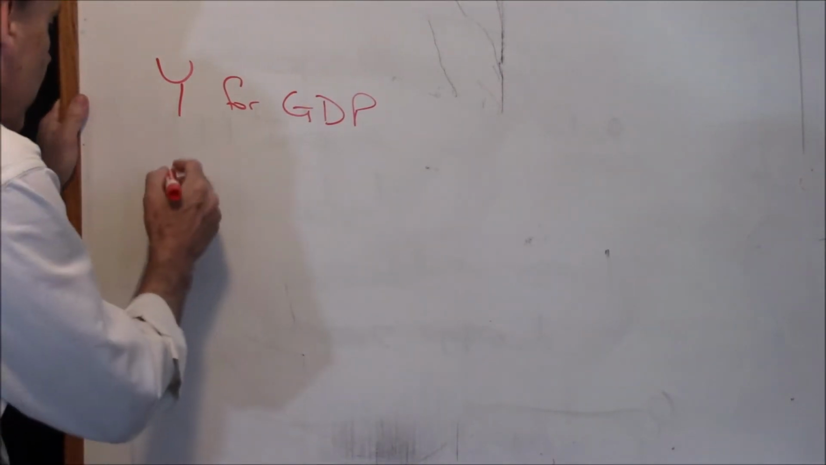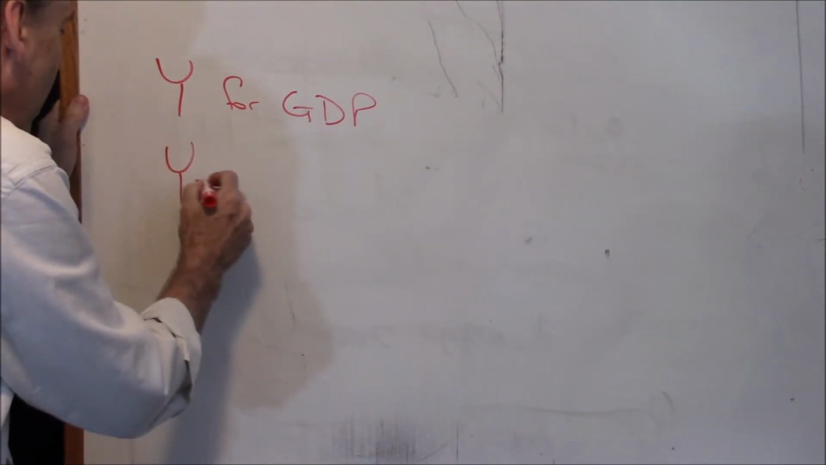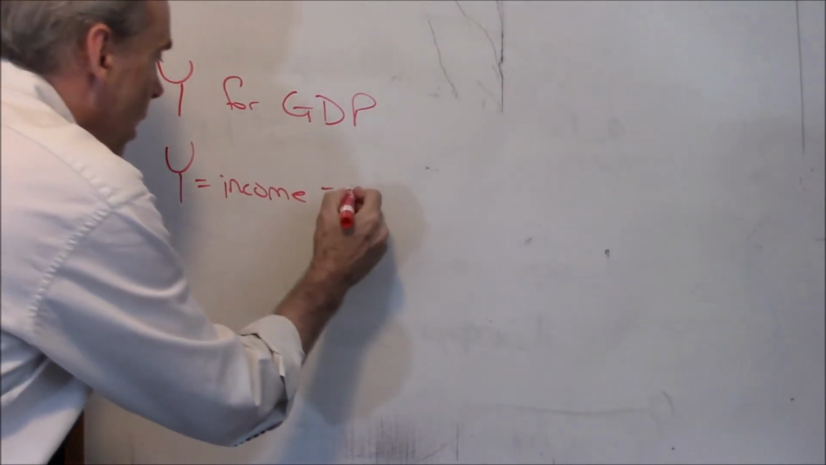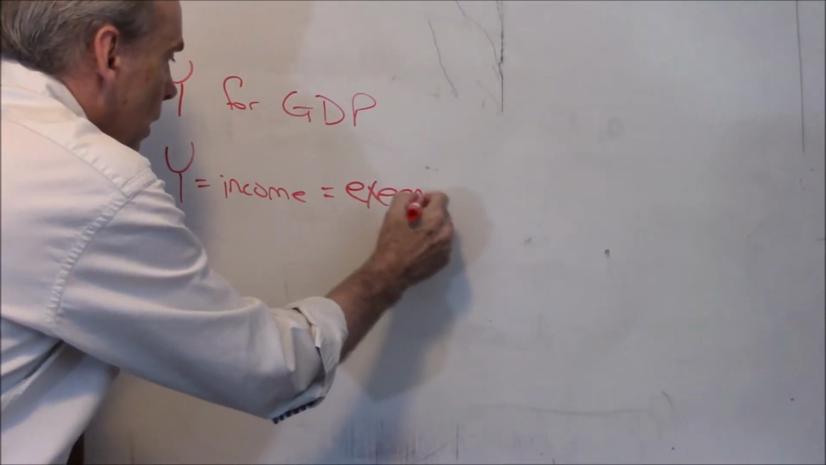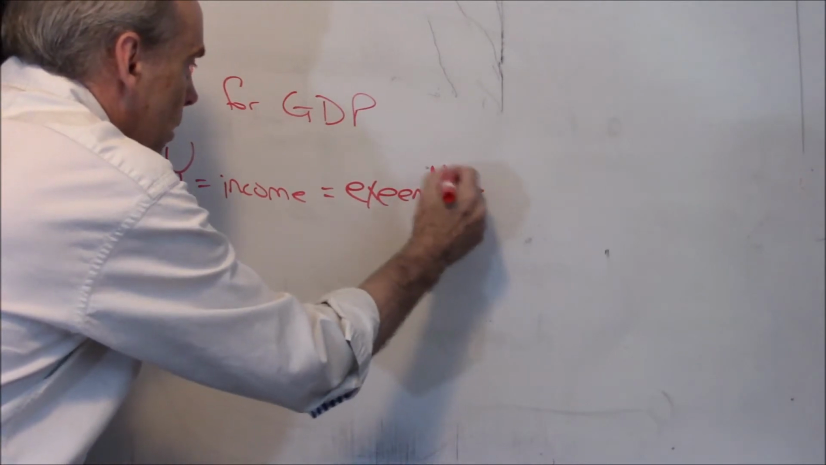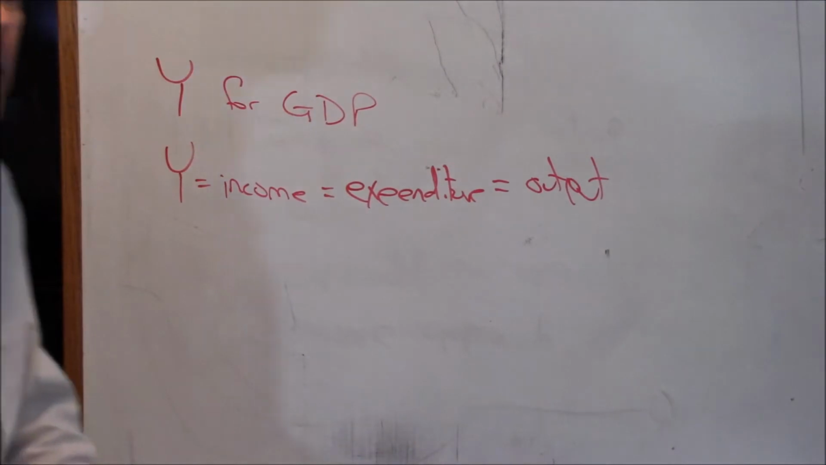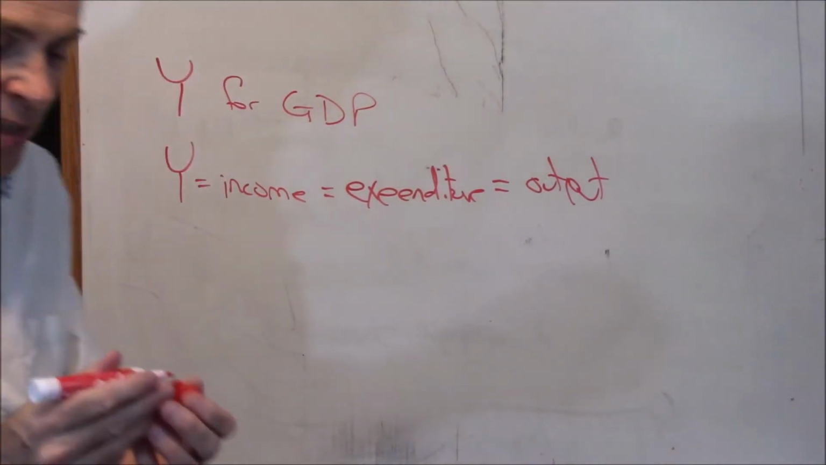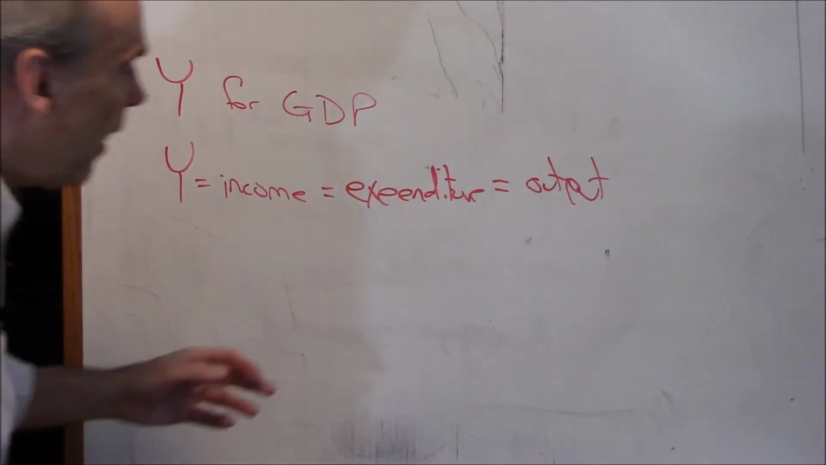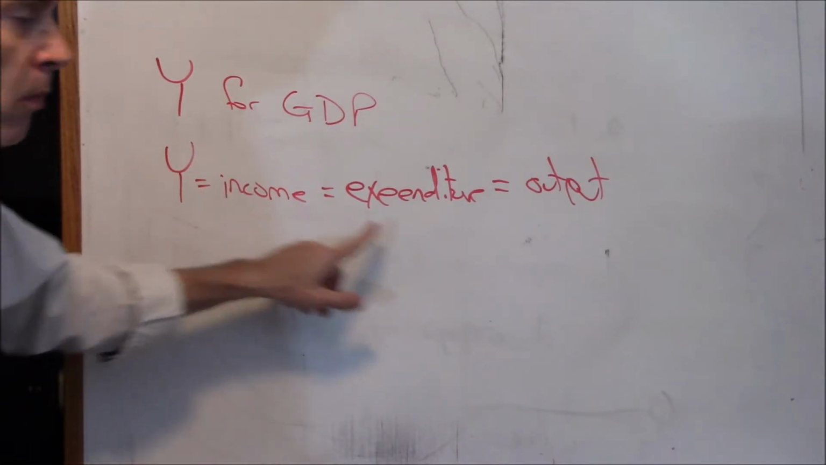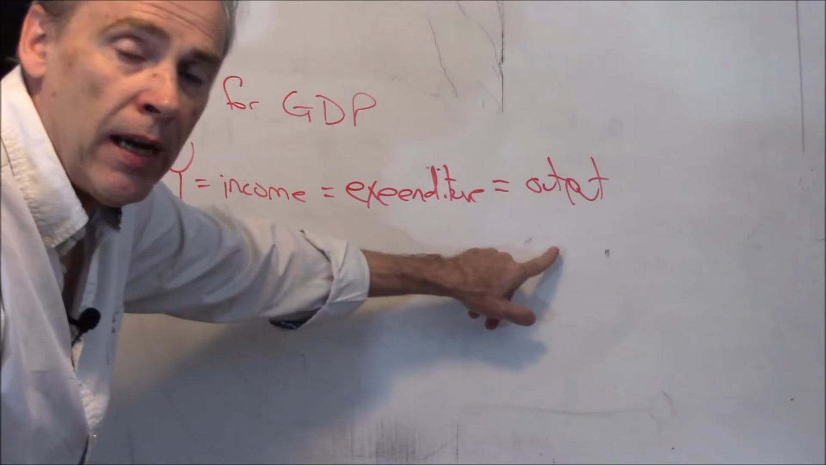And second, sometimes I'll refer to Y as total income. Sometimes I'll refer to it as total expenditure. And sometimes I'll refer to it as total output. And now you know why. Because it's all the same number. And depending on the context, it might be more convenient to refer to it as income in one context, expenditure in another, and income in another.